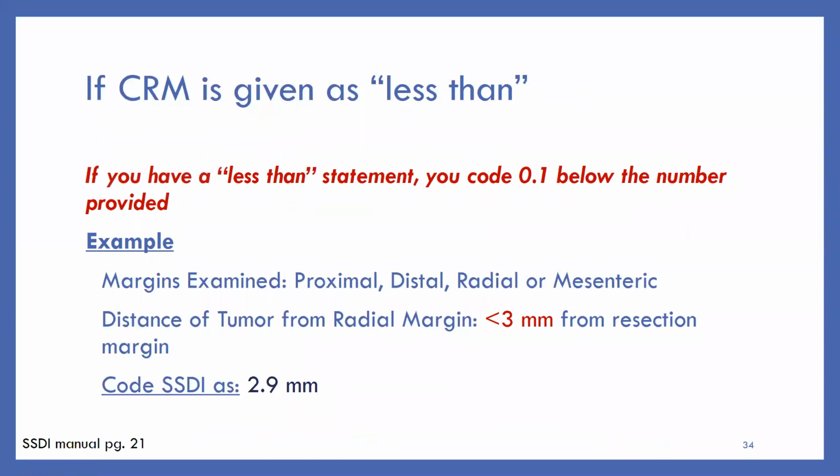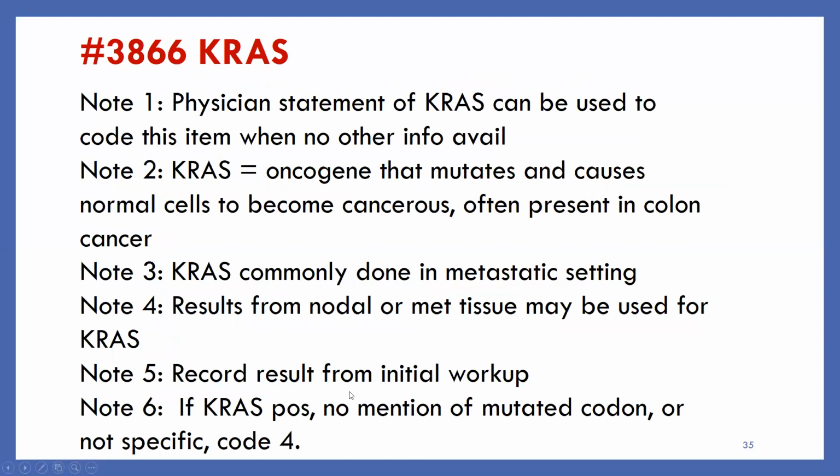If the CRM is given as less than, you would go down 0.1 millimeter below the number provided. In this example, the distance from the radial margin is less than 3 millimeters from resection, so you go down to 2.9 millimeters. All right, I think that's enough on CRM.